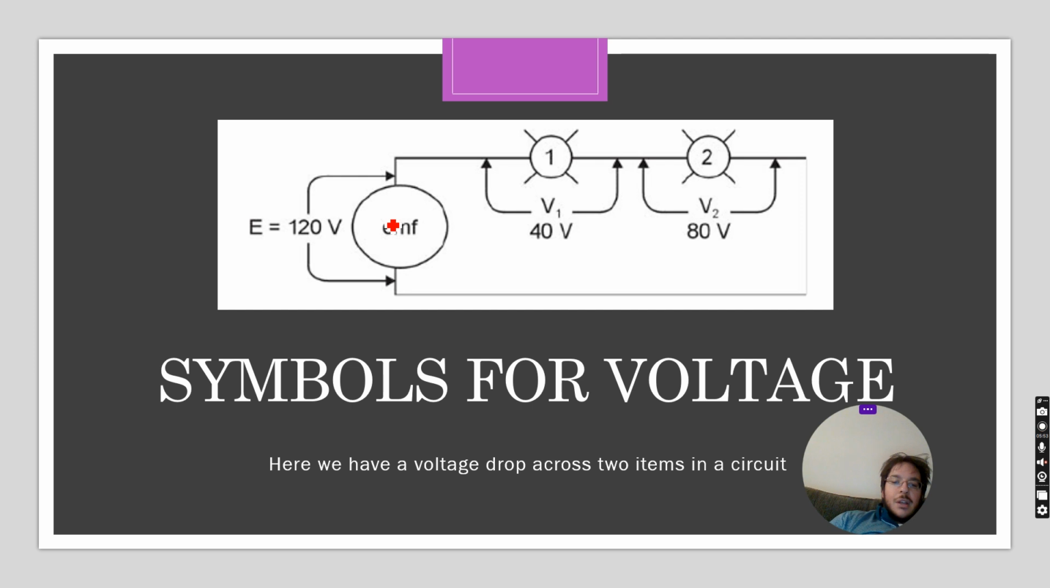Because remember, electrons want to flow from the negative side to the positive side, and since there's a force, that means there's a difference of 120 volts across this system. So in order for there to be a difference, that means there's 120 volts here, and that means there's 0 volts here.